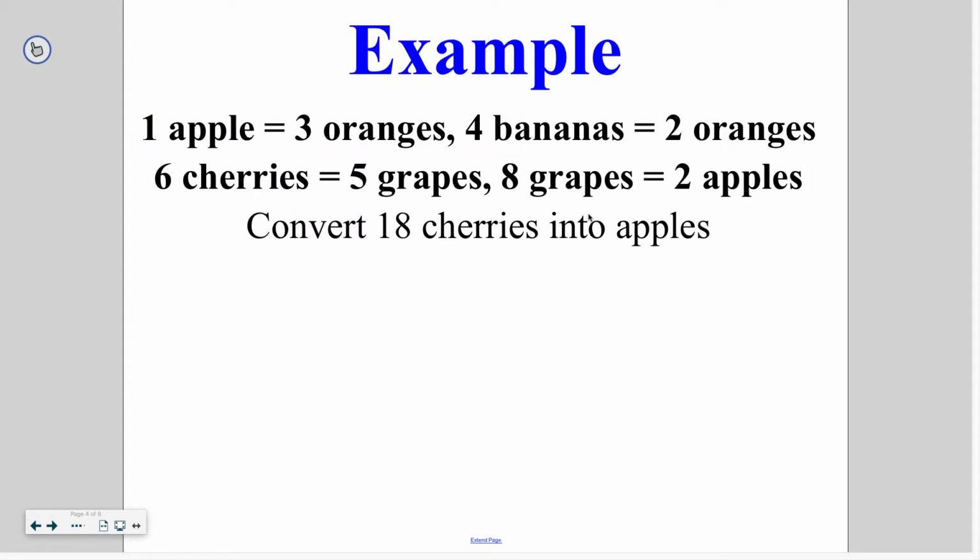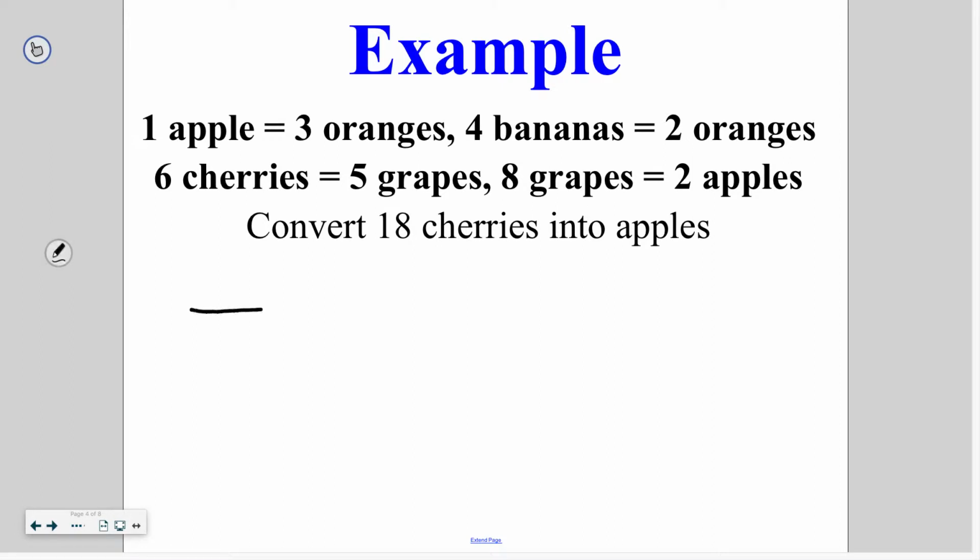So for example, we're going to start with some non-measurement related examples and say that 1 apple is equal to 3 oranges, 4 bananas is equal to 2 oranges, 6 cherries is equal to 5 grapes, and 8 grapes is equal to 2 apples. Our goal here is to turn 8 cherries into apples. So we're going to think of this as a bartering system. You have a quantity and you are going to trade it in for something else.